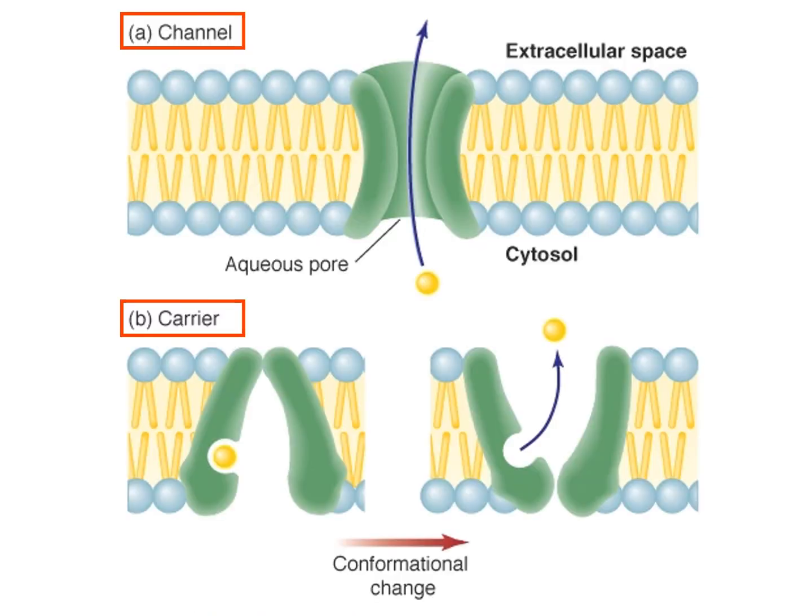And then this is just a reminder of the difference between the channel proteins and the carrier proteins. So the channel proteins just have a channel or hole in them. They're not going to change shape. They're not going to flip back and forth. Whereas the carrier proteins do change shape. So they're going to flip back and forth to move the molecules across.